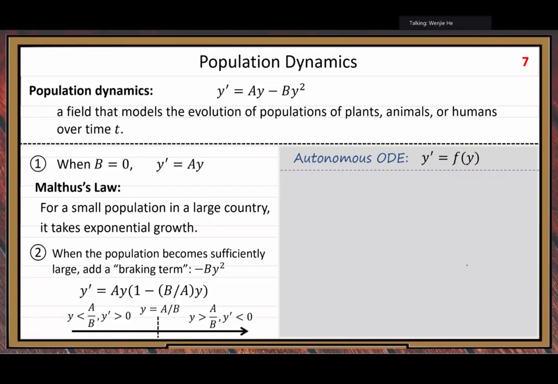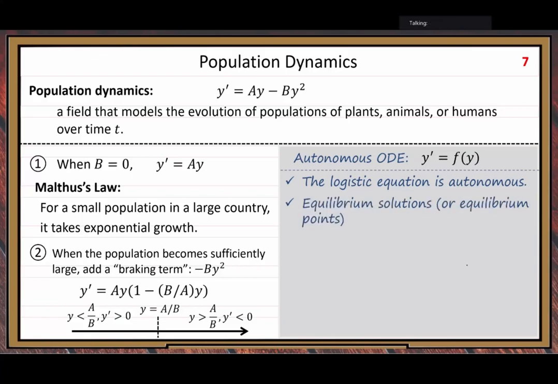Another name. So if you have this form, y prime equals f of y, where the f function is a function of y only, no x. You cannot see x. So that's the autonomous ODE. The logistic equation is a special case. You see, because there is no x in this f function. So it's a special case of this type of ODE.